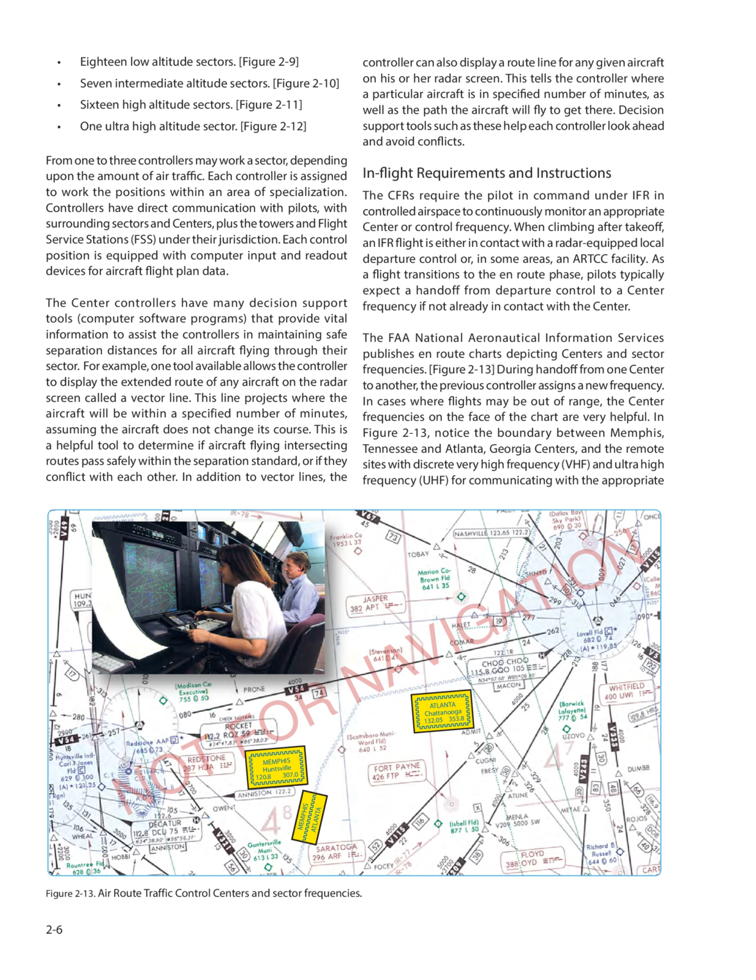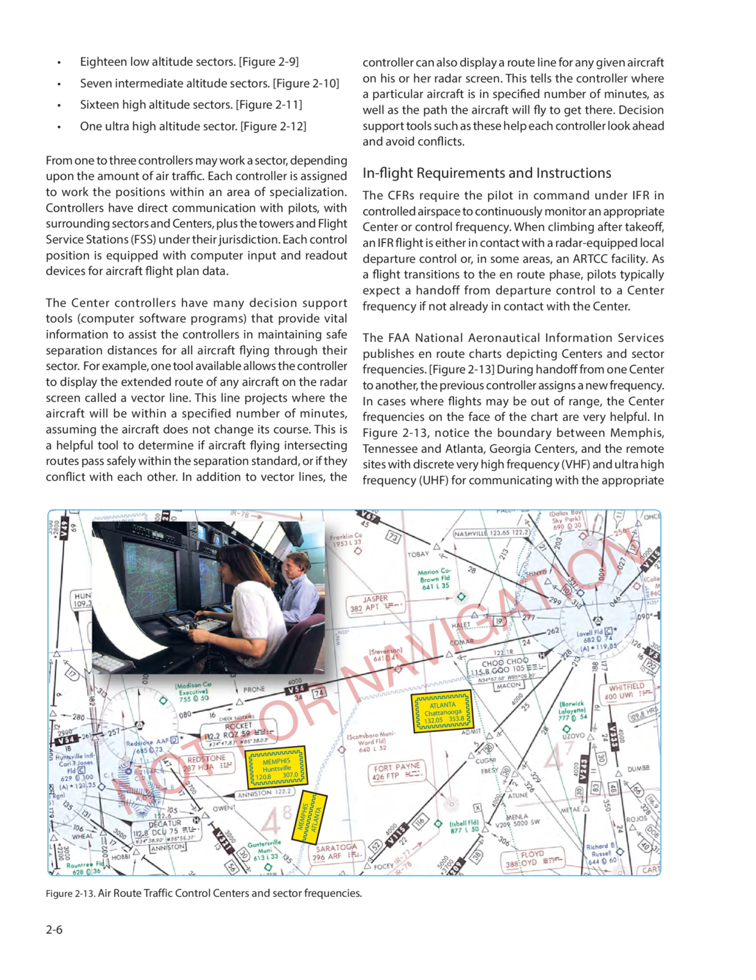For example, one tool available allows the controller to display the extended route of any aircraft on the radar screen called a vector line. This line projects where the aircraft will be within a specified number of minutes, assuming the aircraft does not change its course. This is a helpful tool to determine if aircraft flying intersecting routes pass safely within the separation standard, or if they conflict with each other.